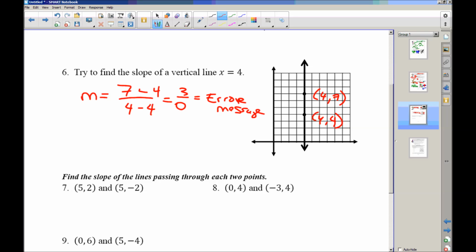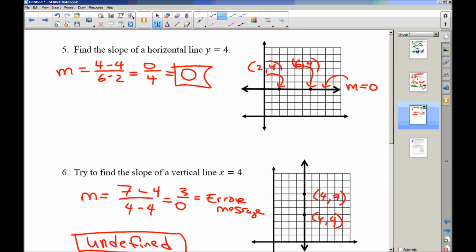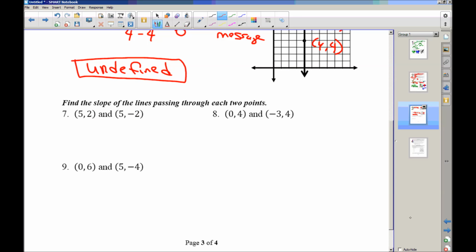So our slope here is a special word. We're going to call this slope undefined. That means it is so steep, I can't give it a value. Okay? If we look back at our definition of slope from the previous page, notice it says the slope of a non-vertical line is the ratio of the vertical change divided by the horizontal change. Well, in this problem, we did not have a non-vertical line. We had a vertical line. So the slope is undefined. There is no slope for that.